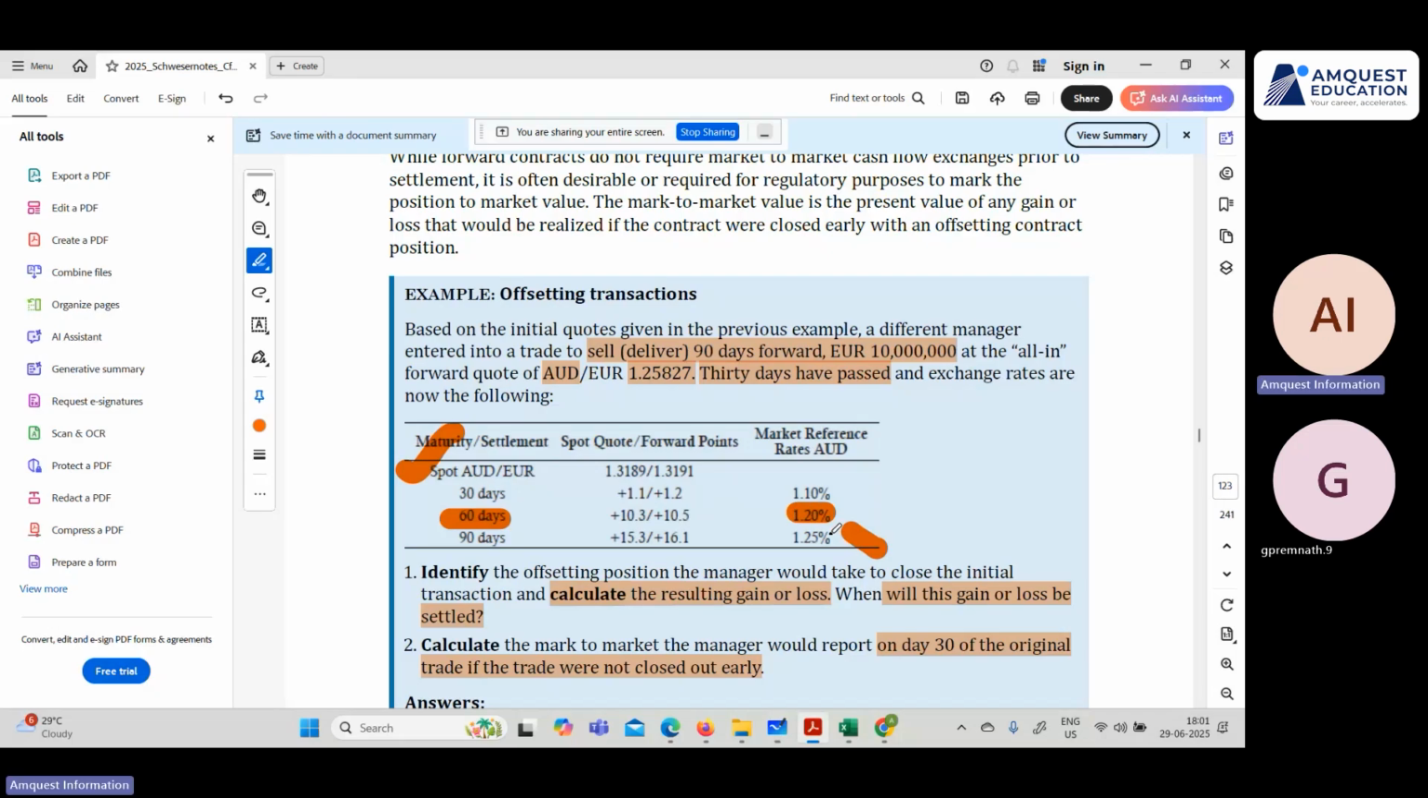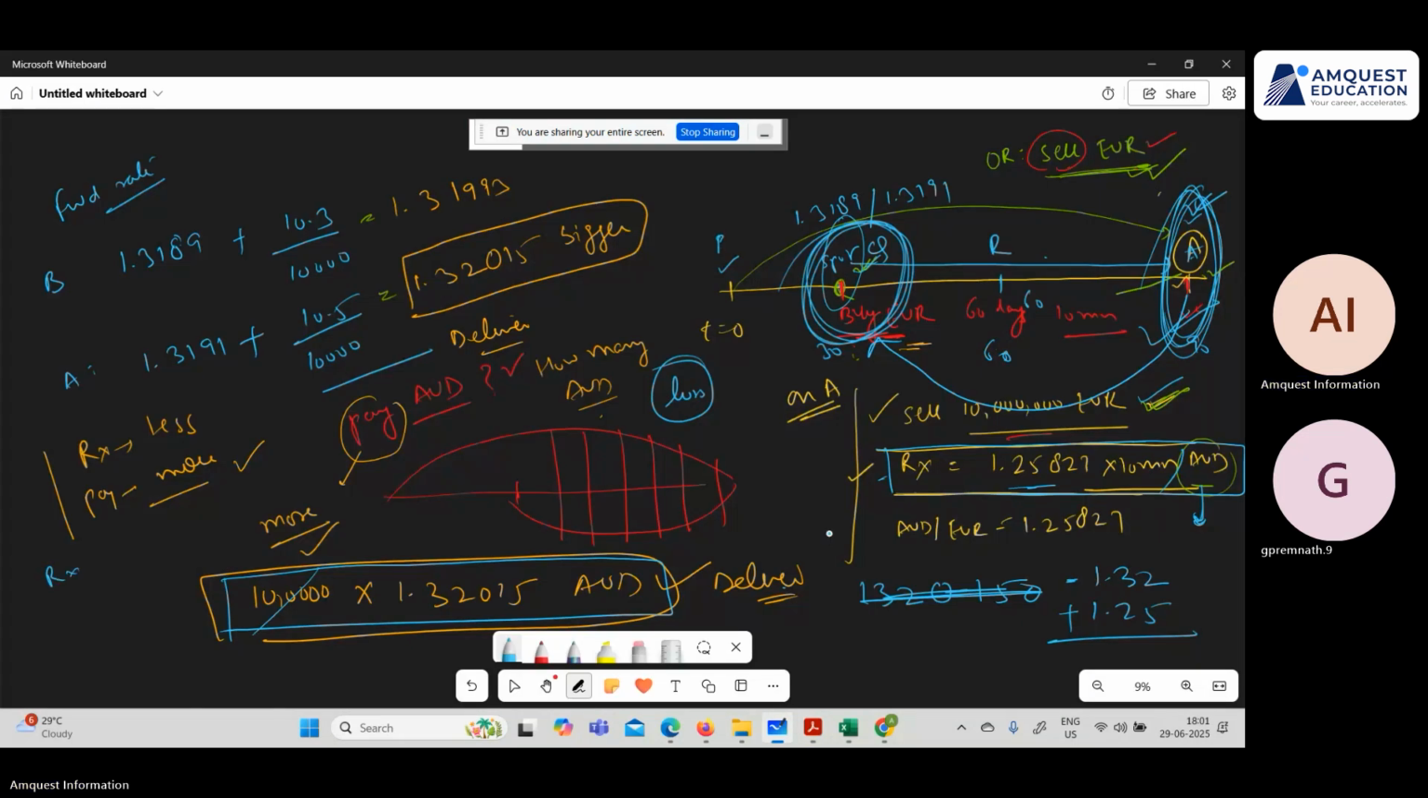Mark to market B. So the mark to market is the value. Let's say you are receiving 100 AUD, right? And you are paying 125 AUD. Effectively, your loss is 25 AUD. But this is assuming that I don't get into any offsetting position, right?